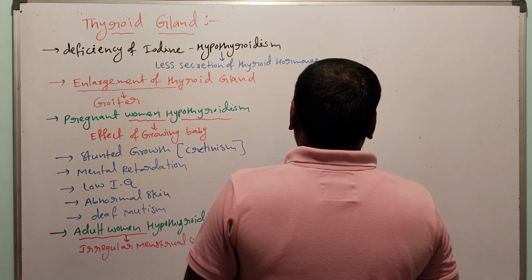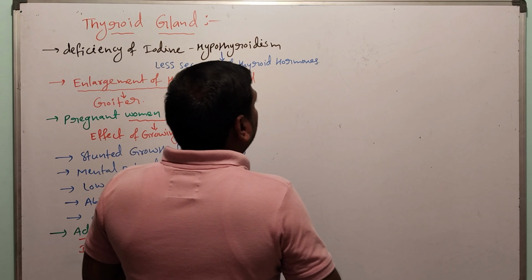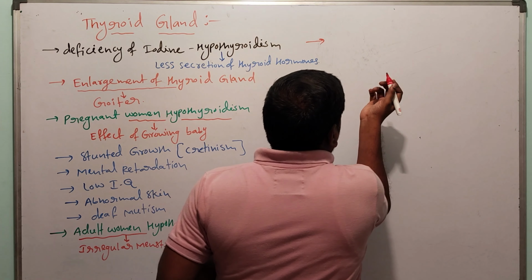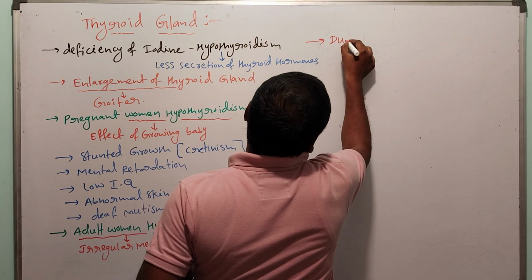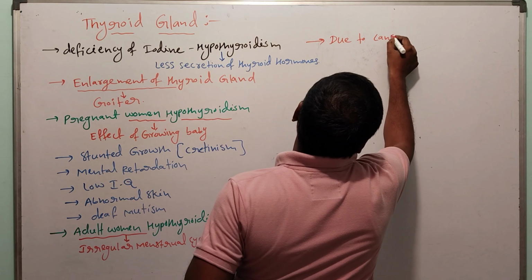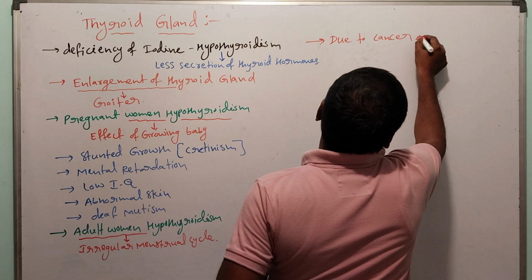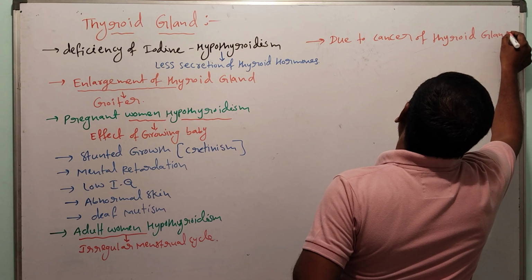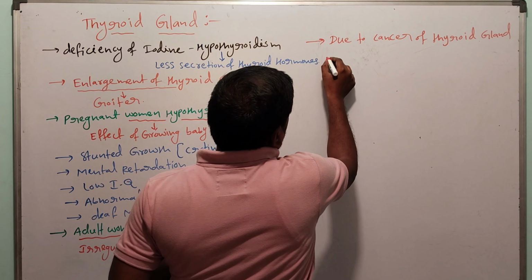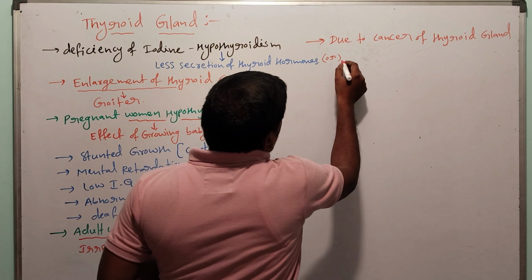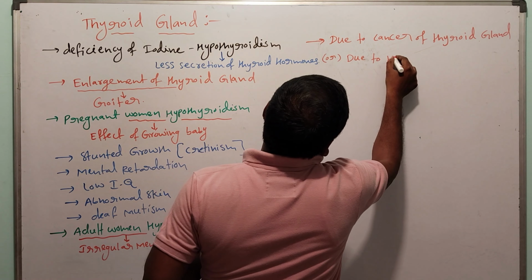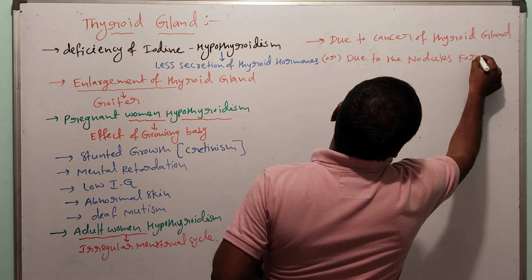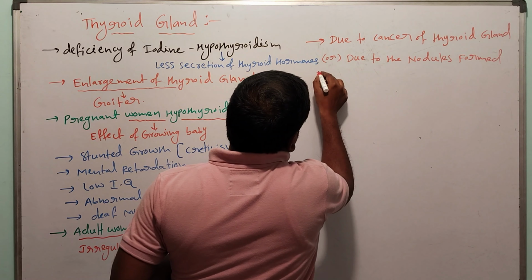Next one, hyperthyroidism. It occurs due to cancer of the thyroid gland or due to the formation of nodules in the thyroid gland.